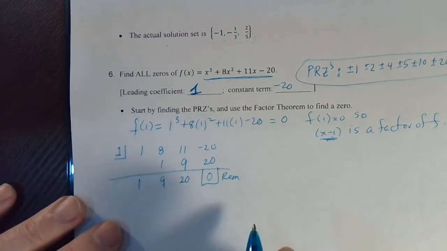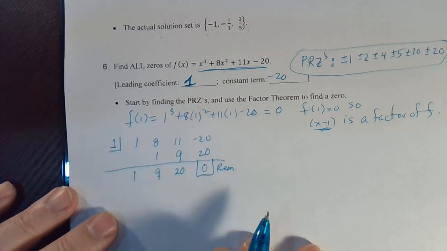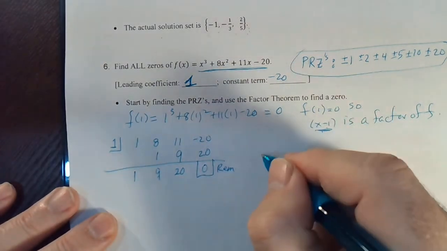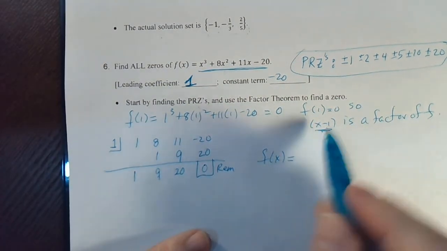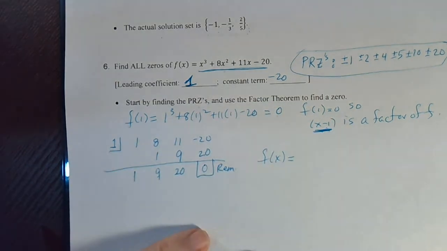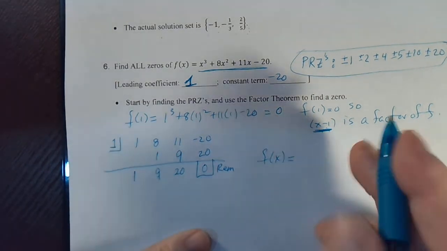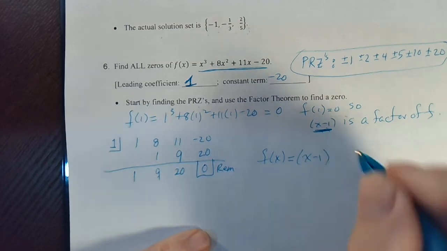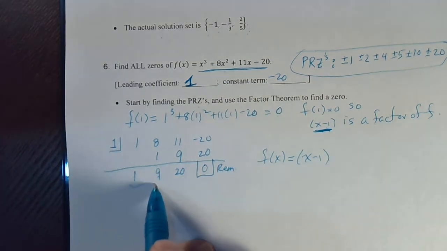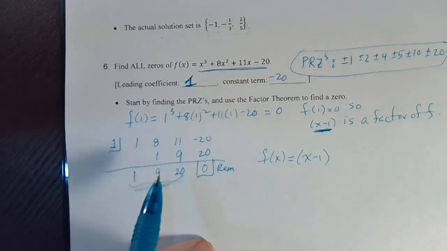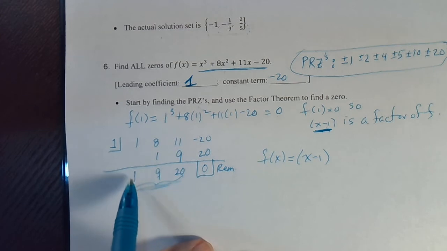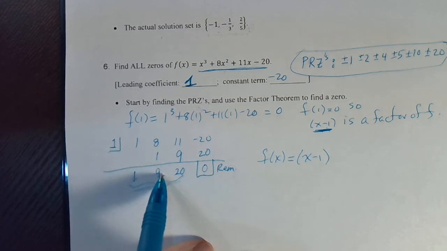So at this point, what we just determined is that f of x is equal to, do not forget about this factor that we just divided out, x minus 1 times this sub-polynomial. And remember what we do here? The original was x cubed, so this one's going to start with an x squared. x squared plus 9x plus 20.